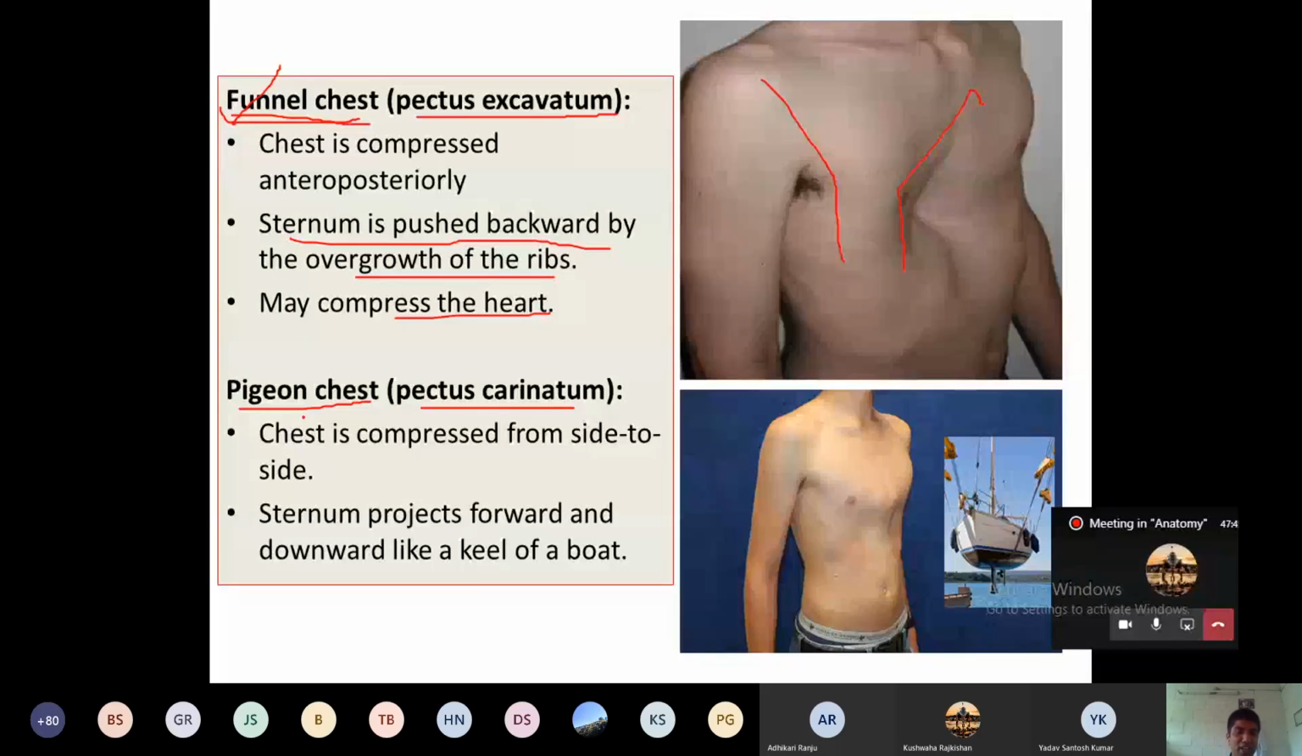Okay, and another one is the pigeon chest. What is the meaning of pigeon chest? The chest of the person is similar to the pigeon. Have you seen the pigeon?